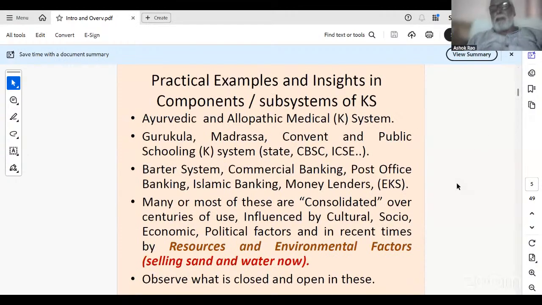Practical examples. Look at that. If you look at the medical knowledge system, dominantly today, Ayurvedic and allopathy. These two are the dominant ones. There are others also, like homeopathy, Unani, Siddha medicine, naturopathy, so many things.